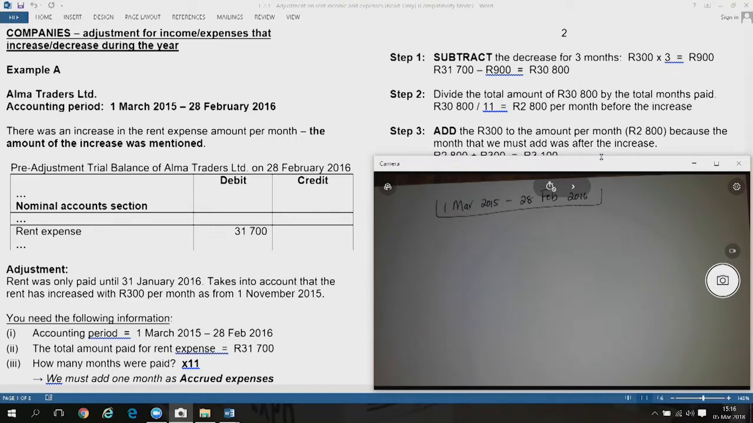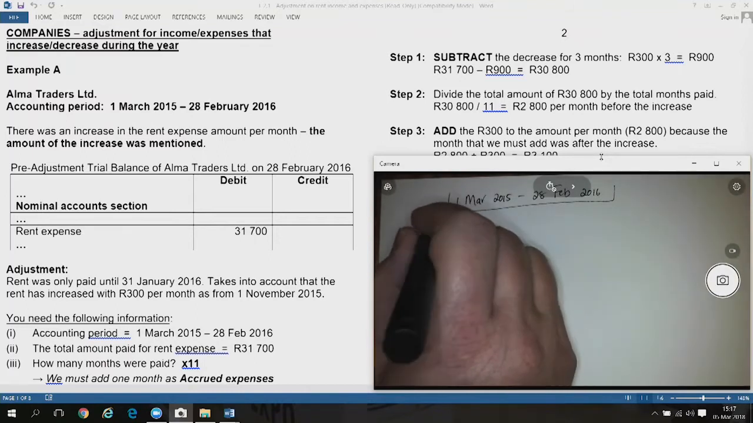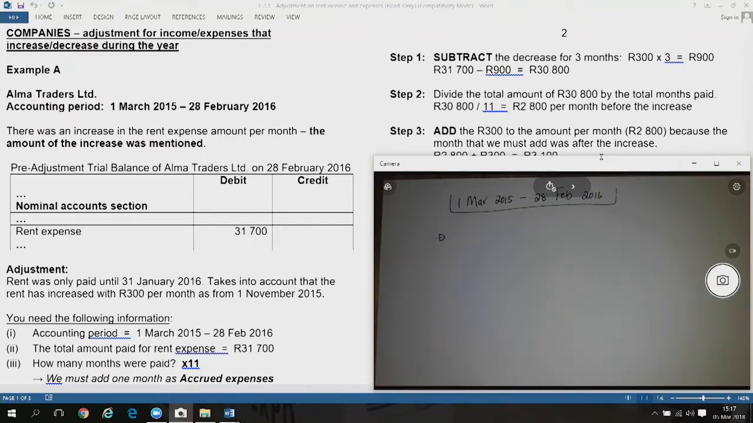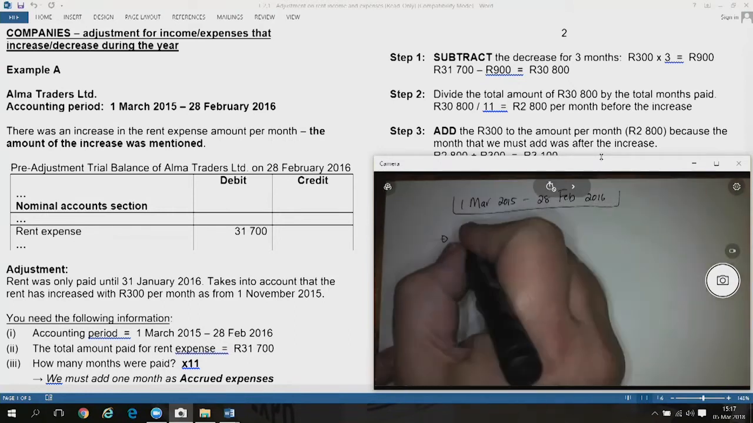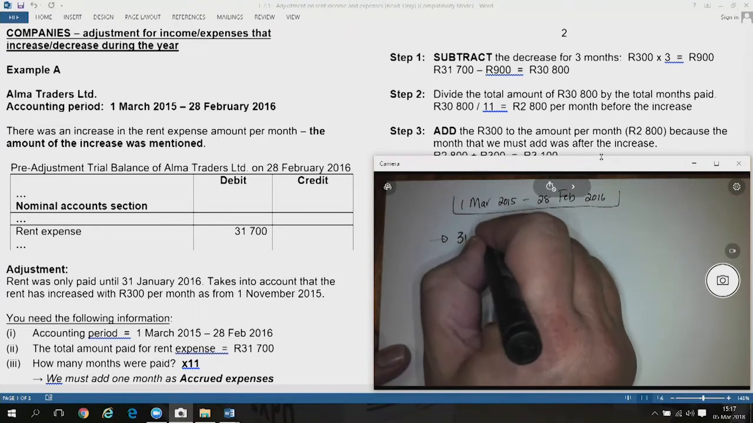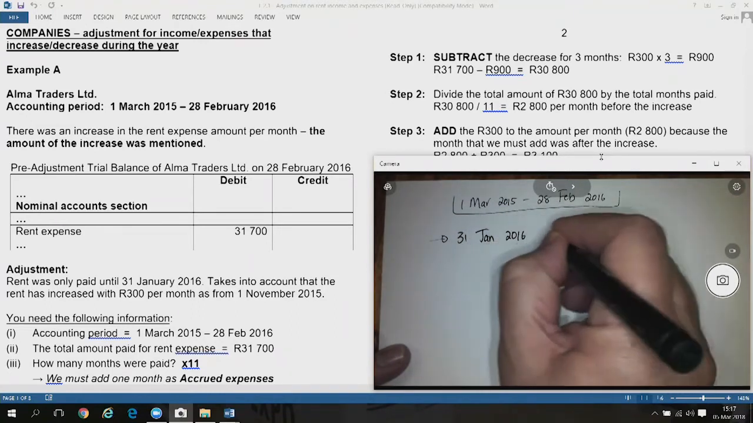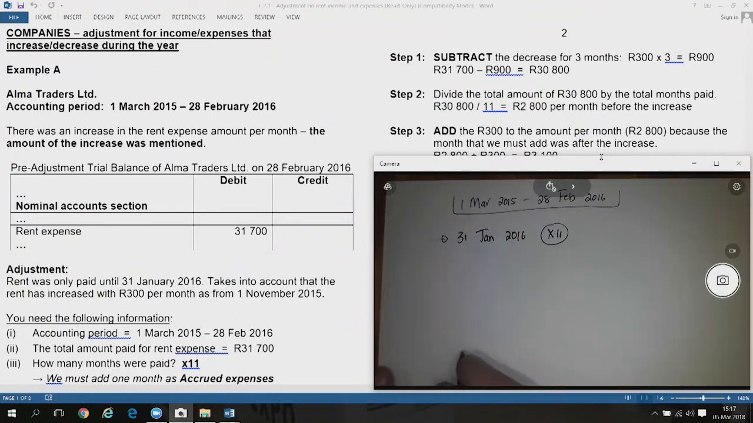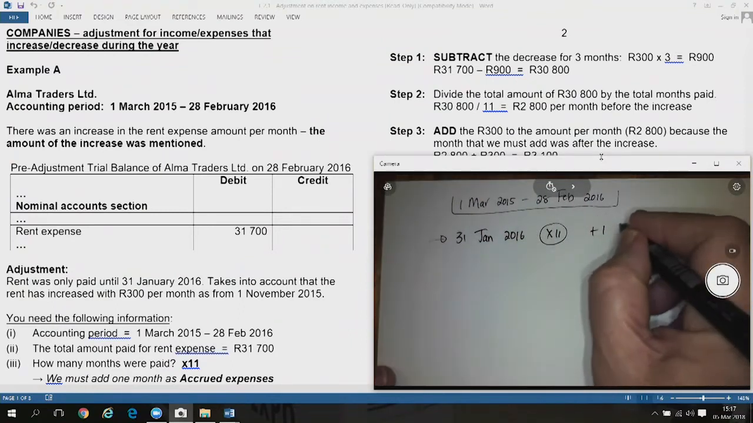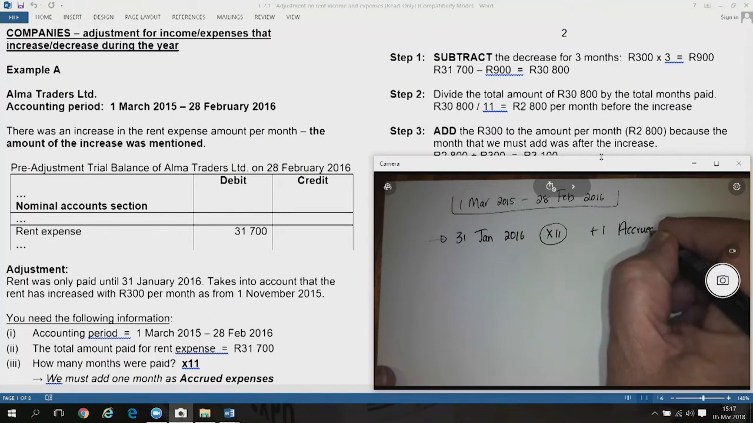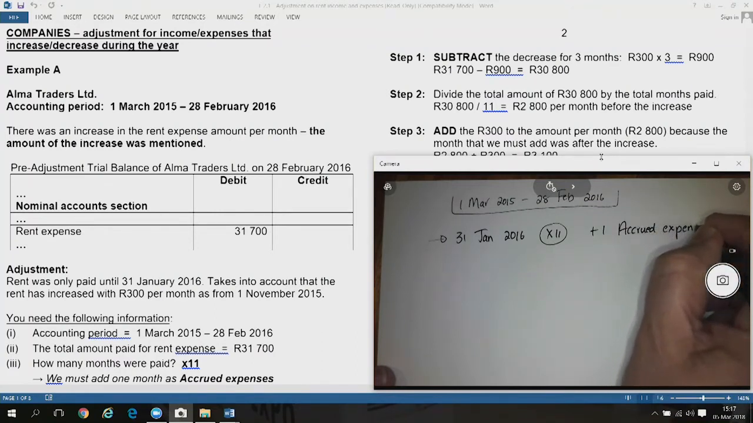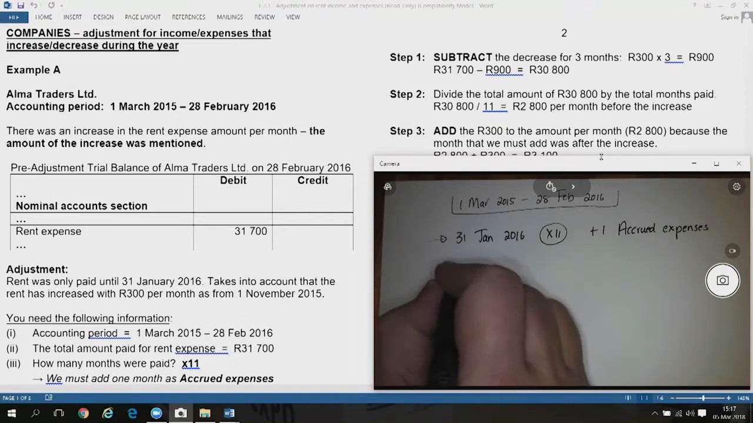So the whole explanation is typed, but I'm going to do it for you, and I just want you to concentrate. The first thing that is very important is for us to see that we only paid until the 31st of January. The fact that we only paid until the 31st of January 2016 shows us that we only paid for 11 months, and we had to add 1 month as accrued expenses. There was an increase from the 1st of November 2015.